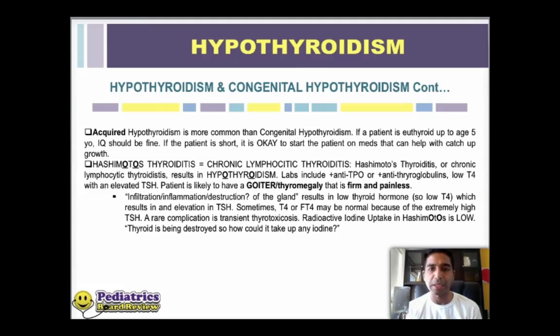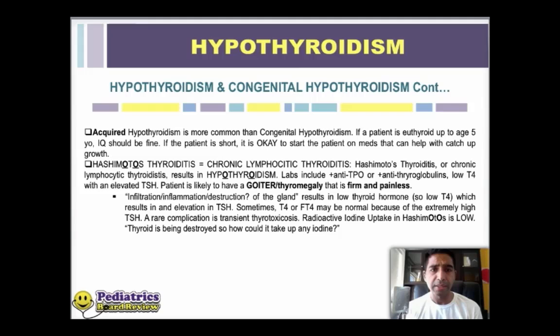Another cause of hypothyroidism is Hashimoto's thyroiditis. This is also known as chronic lymphocytic thyroiditis. Once again, this results in hypothyroidism, not hyperthyroidism. Labs can include a positive anti-TPO antibody level and a positive anti-thyroglobulin level. It should include a low T4 as well as an elevated TSH. You have a low T4 because you're hypothyroid, and your TSH is elevated because of the feedback loop: your pituitary gland is trying to encourage your thyroid to release more hormone. Your patient is also likely going to have a goiter or thyromegaly, and this is going to be firm and painless.